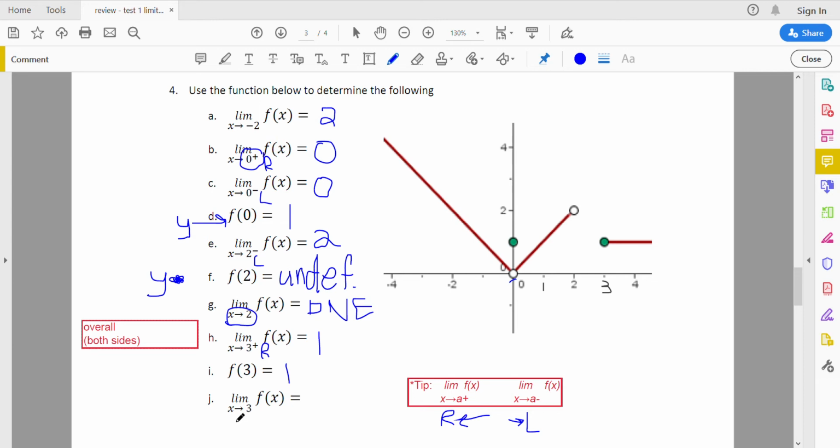And then j, my overall limit as x approaches 3. Again, there's nothing in between 2 and 3. So I know my limit as x approaches 3 from the negative side does not exist. So my overall limit at 3 also does not exist.